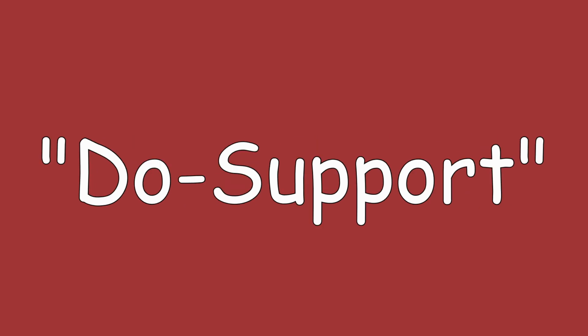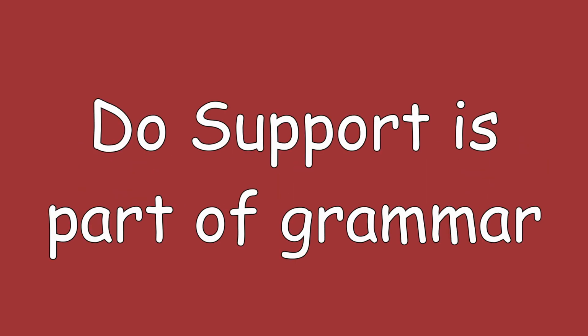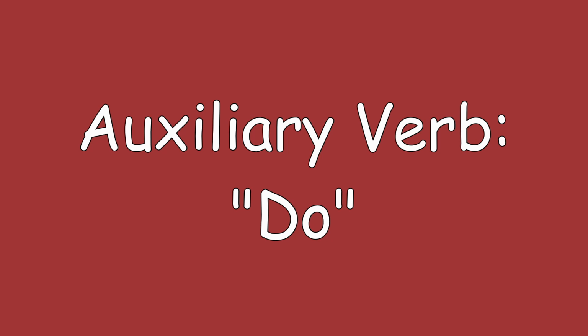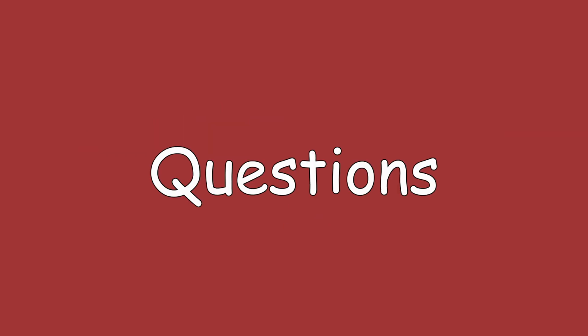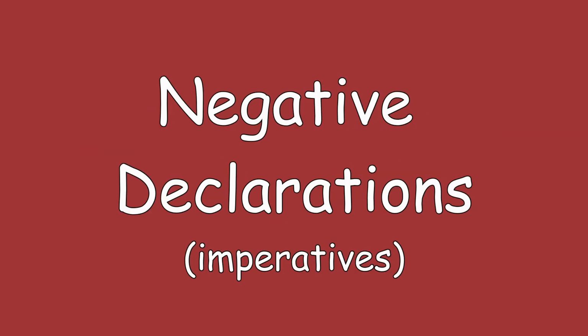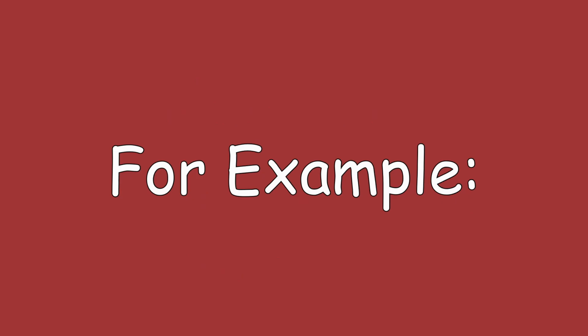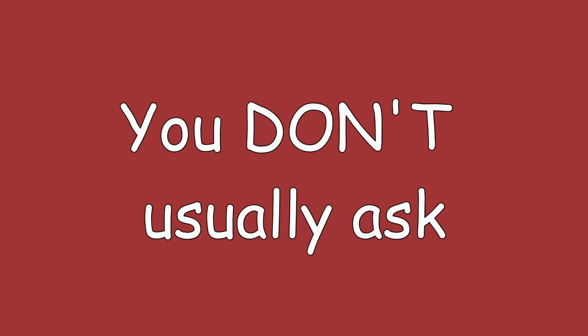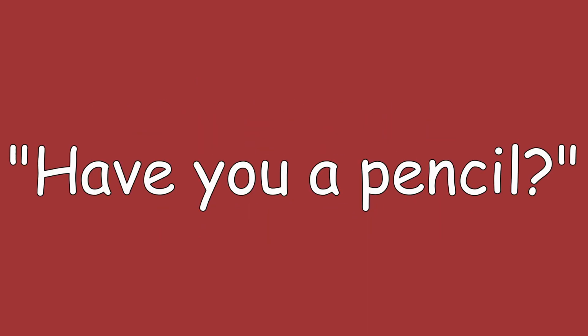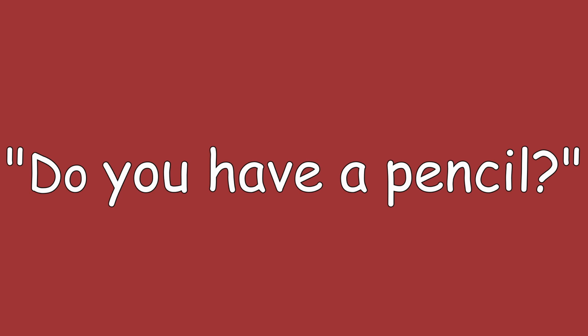First up, at number 1, we have what is called do support. Do support in English grammar is essentially adding the auxiliary verb do when forming questions and sentences using not or negative declarations. For example, when forming questions, you don't usually ask someone, "Have you a pencil?" Instead, you usually ask, "Do you have a pencil?" You must add that do in there.